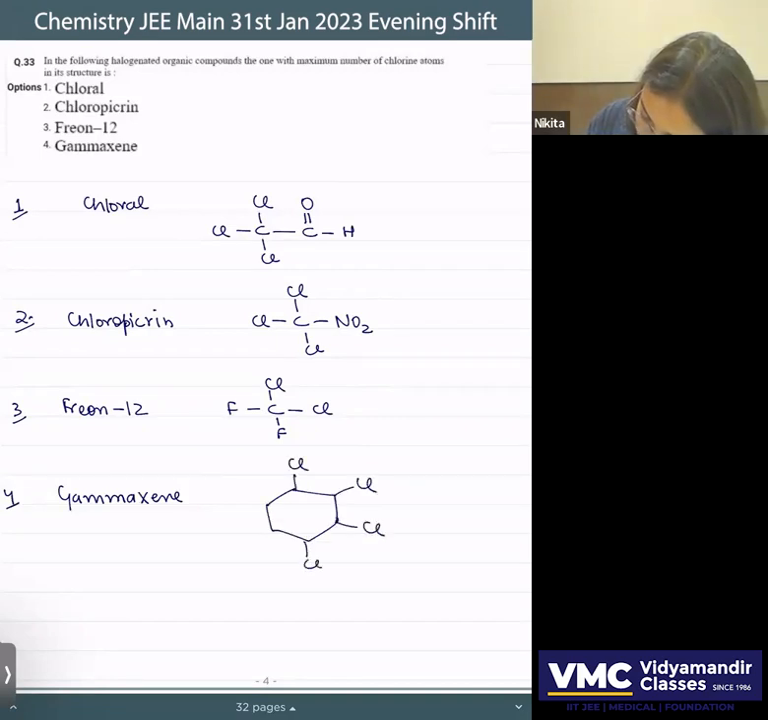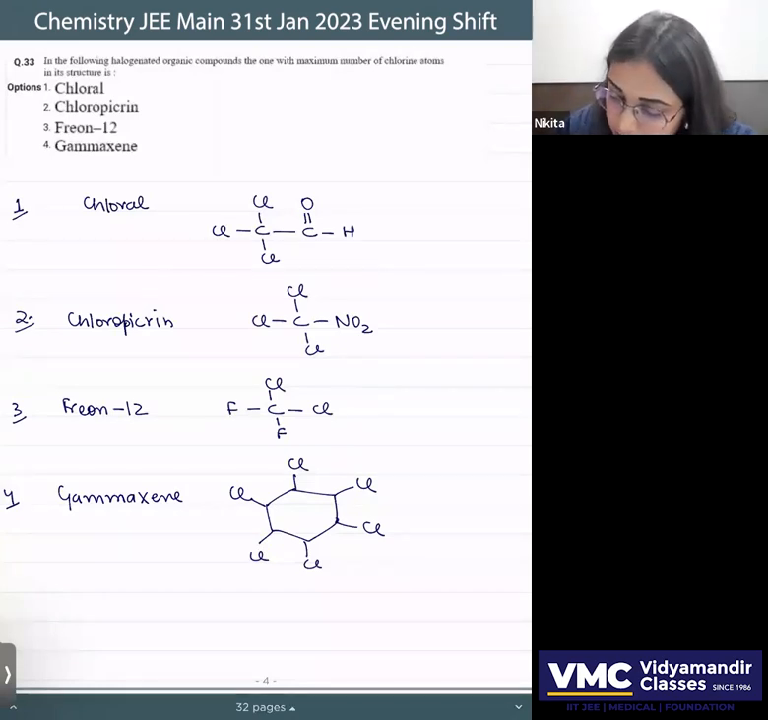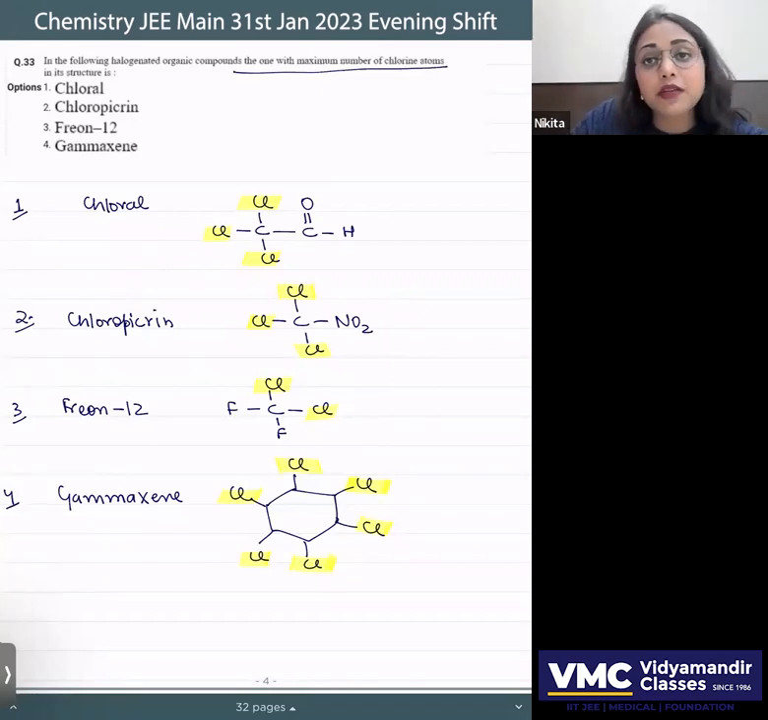So when we see the number of chlorine atoms in all of these four compounds, in first we have 3 chlorine atoms. In chloropicrin, we again have 3 chlorine atoms. In freon 12, we have 2 chlorine atoms. In gammexane, we have 6 chlorine atoms. That means when they are asking us with maximum number of chlorine atoms, our answer will be option 4th, which is gammexane.